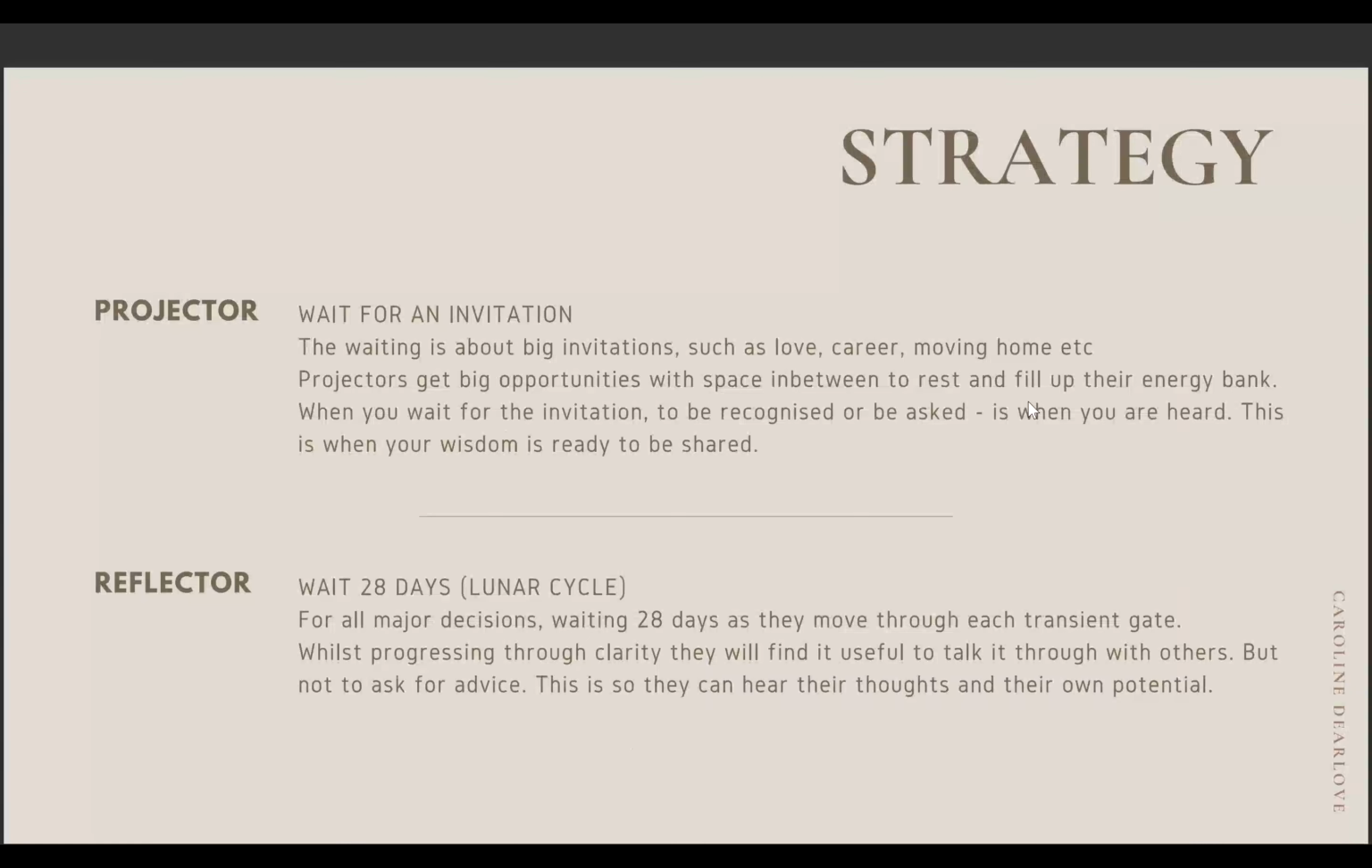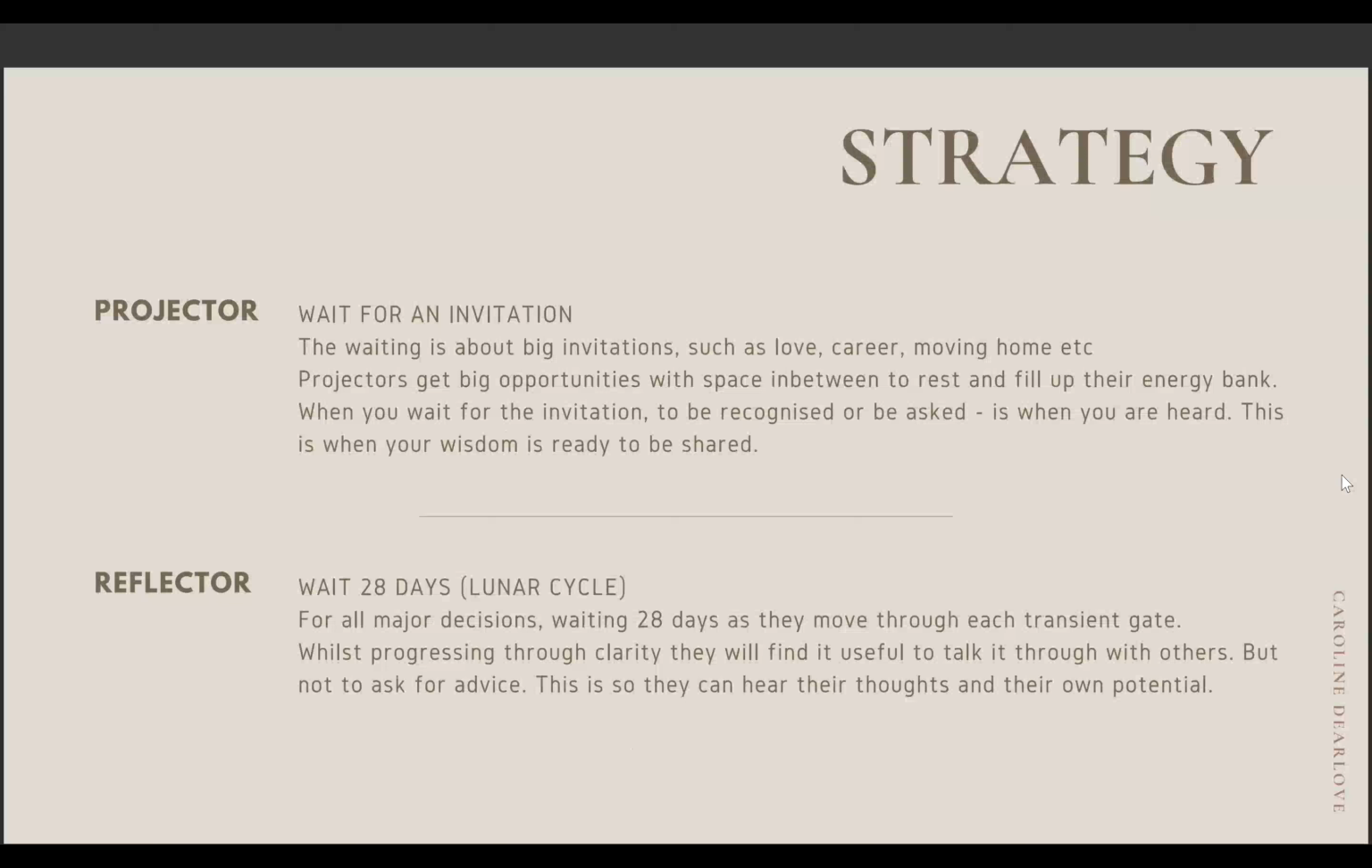Projector, you're going to wait for the invitation. The waiting is about big invitations such as love, career, moving home. Projectors get big opportunities with spaces in between to rest and to fill up your energy bank. So when you wait for the invitation to be recognized or be asked is when you are heard. So this is when your wisdom is ready to be shared.